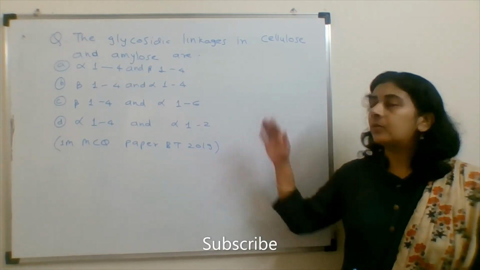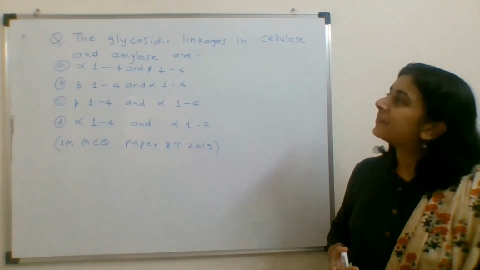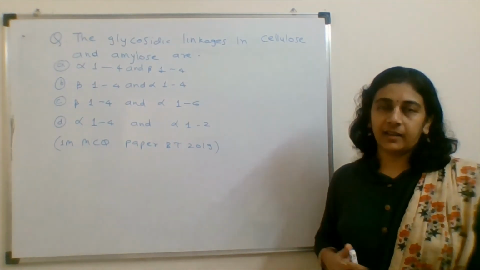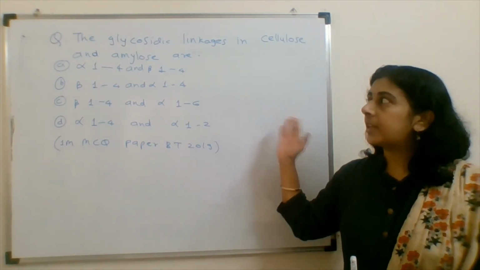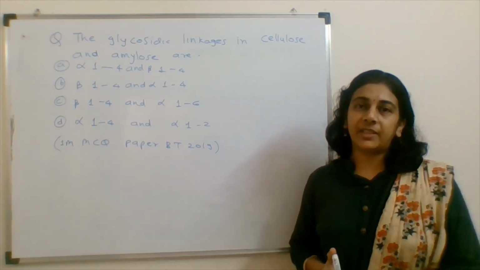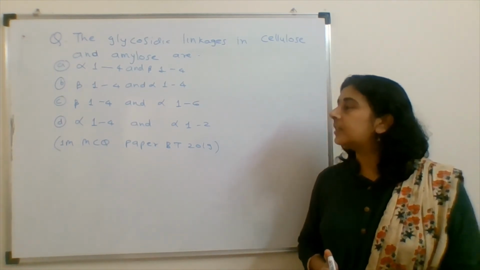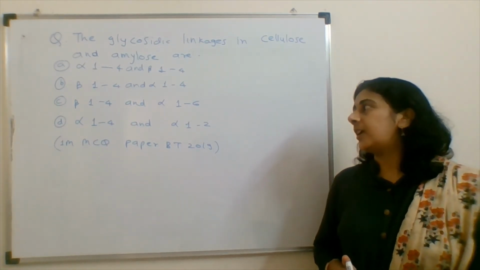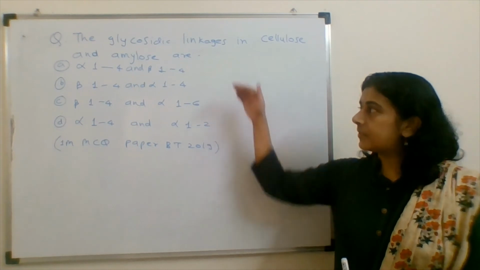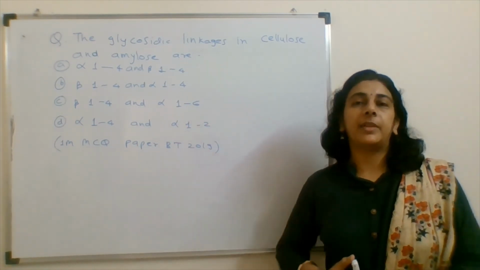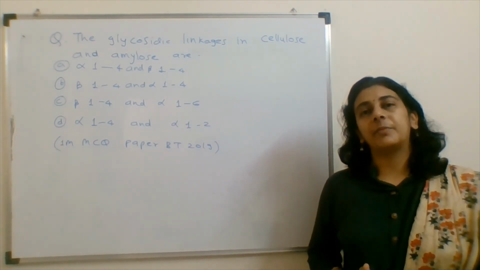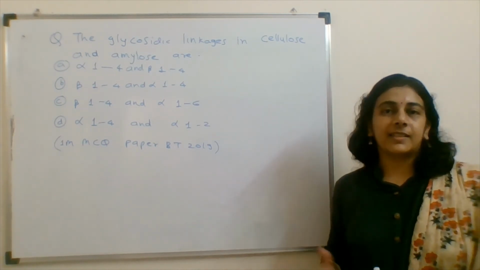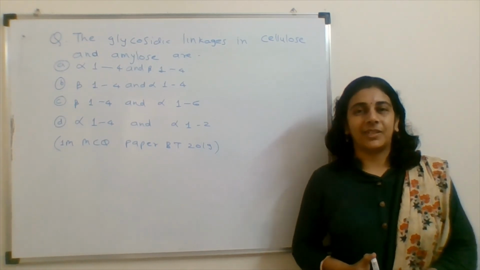Now we have a question for my next video. The glycosidic linkages in cellulose and amylose are: alpha 1-4 and beta 1-4, beta 1-4 and alpha 1-4, beta 1-4 and alpha 1-6, alpha 1-4 and alpha 1-2. These four options are given. This is a 1 mark MCQ type of question from the paper of Biotechnology 2019. So we'll discuss this question in my next video.